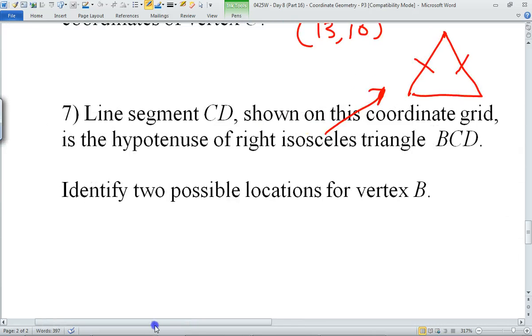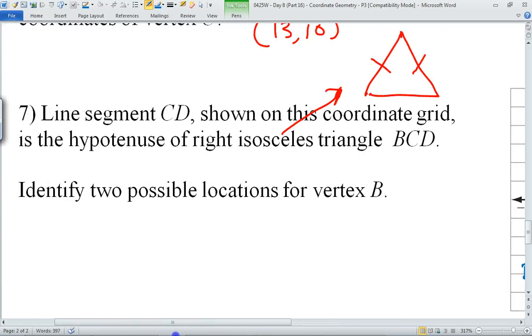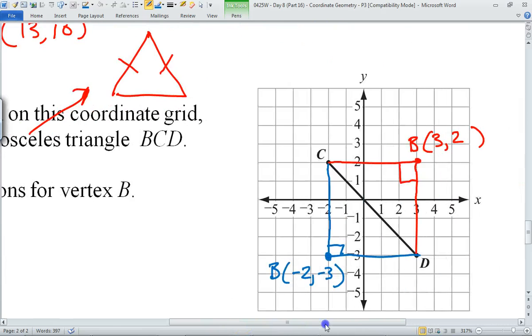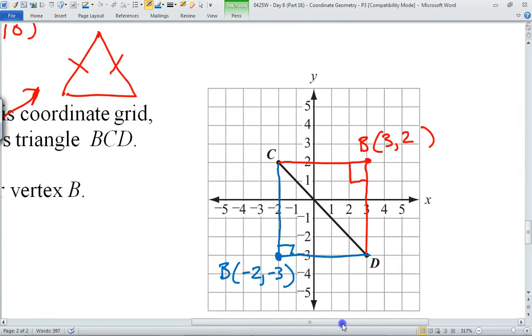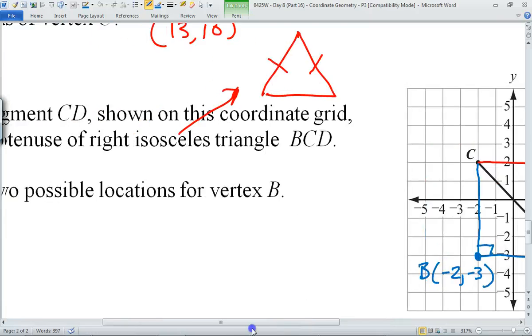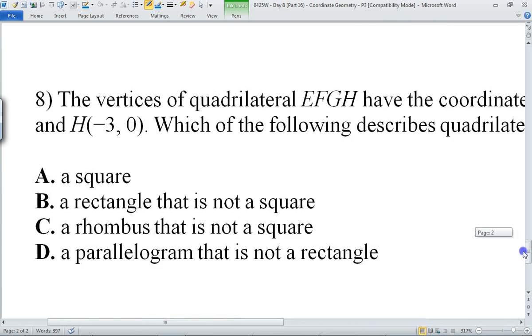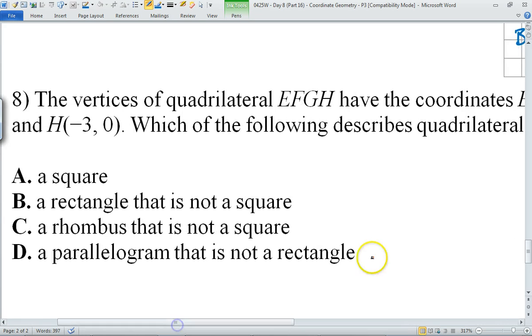Any questions on number 7? What's the other point? (-2, -3). Alright, let's look at number 8. The vertices of a quadrilateral have the coordinates that are given. We're supposed to know what it is.